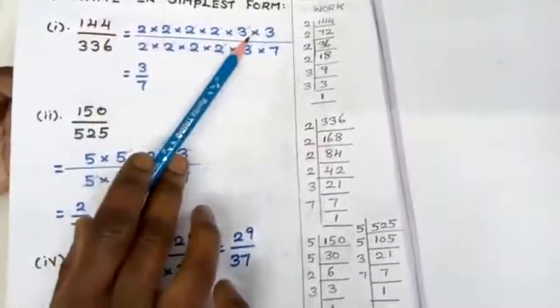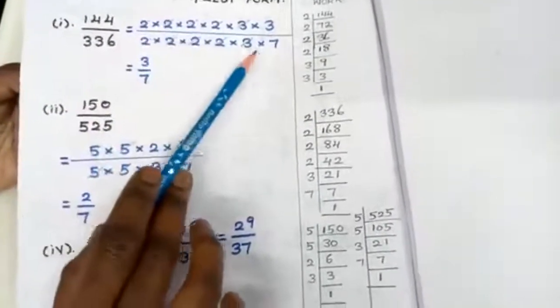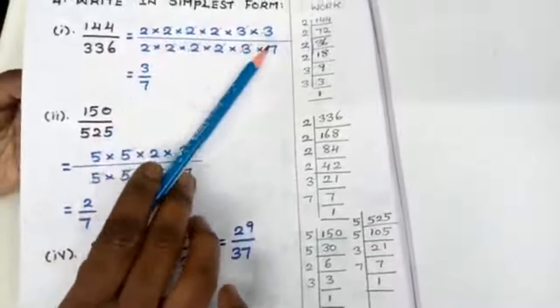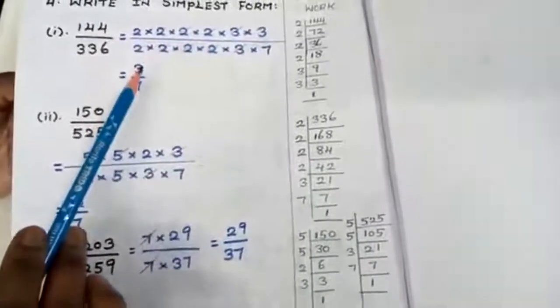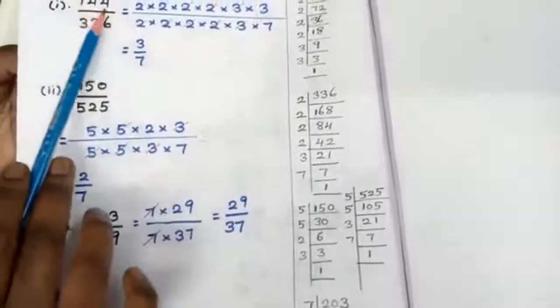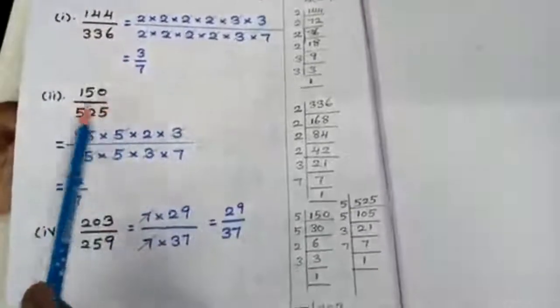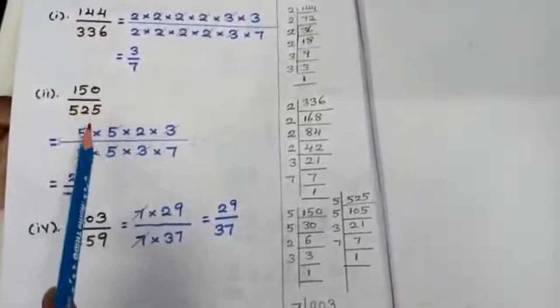144, write the factors at the numerator. 336, write the factors in the denominator part. After cancelling, the remaining value is going to be 3 by 7. So this is the simplest form. 3 by 7 is the simplest form of 144 divided by 336. So this is going to be an easy way to find the simplest form, students.